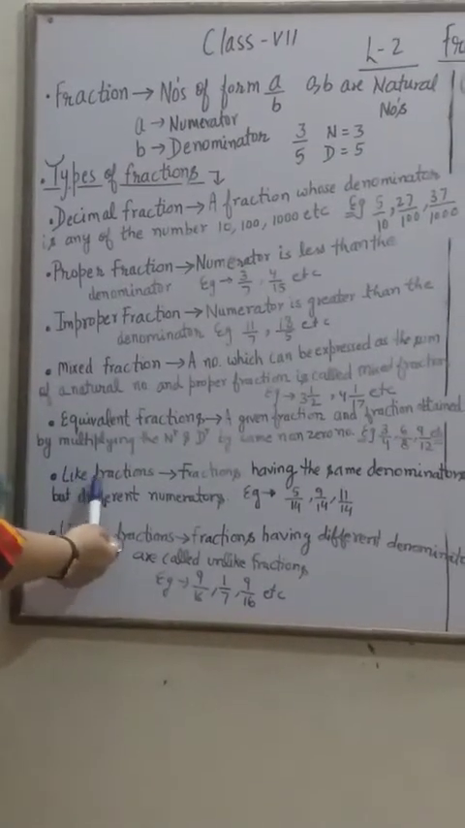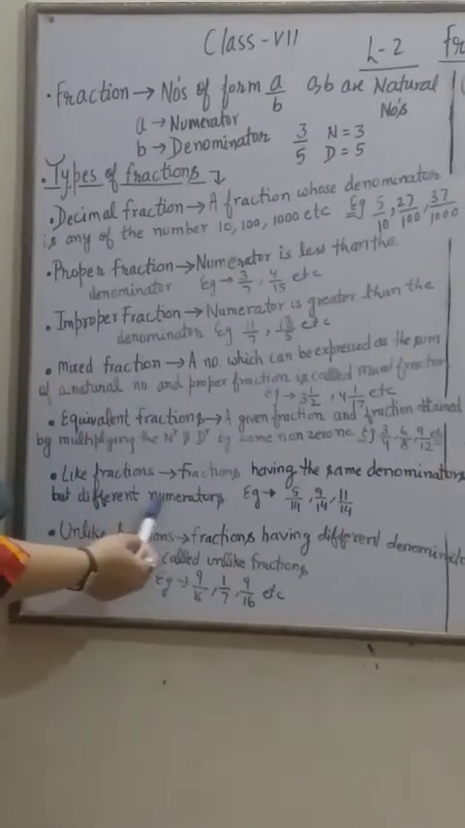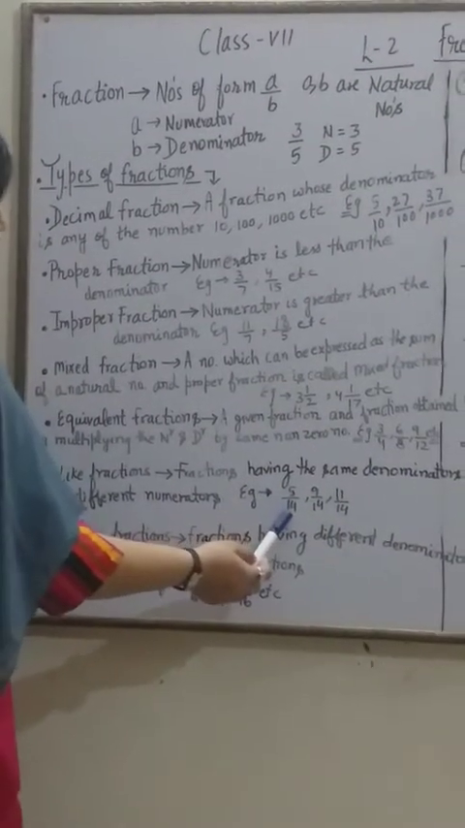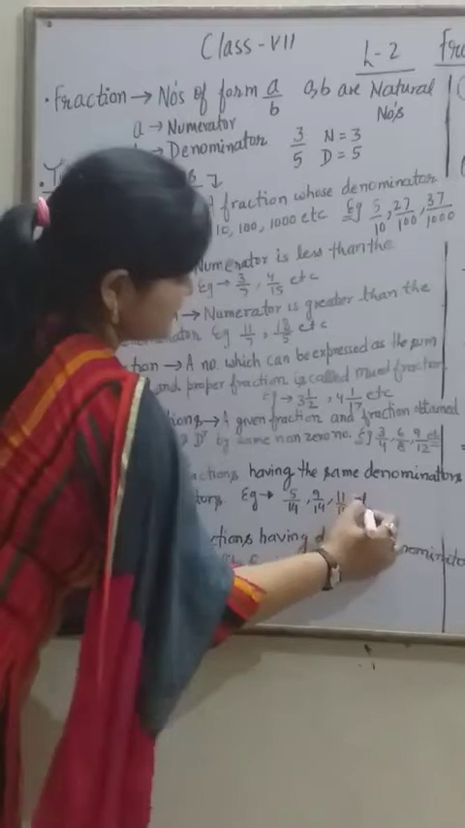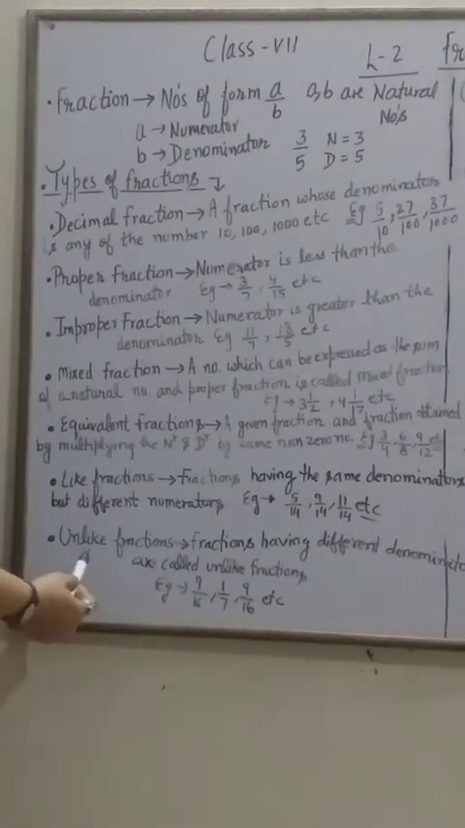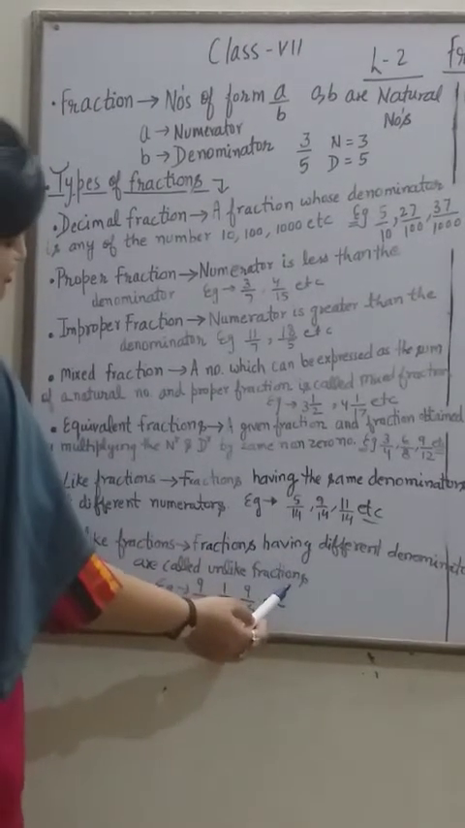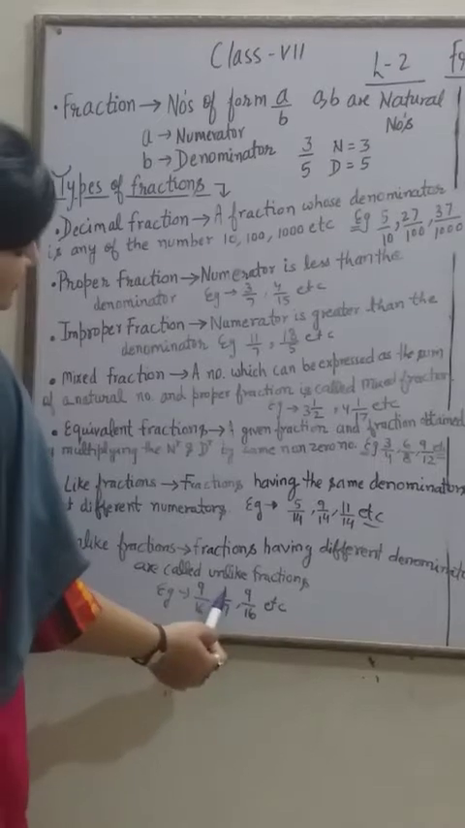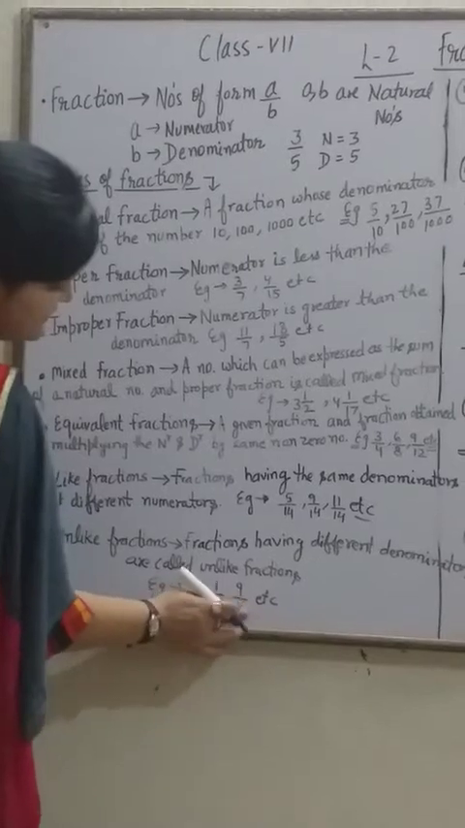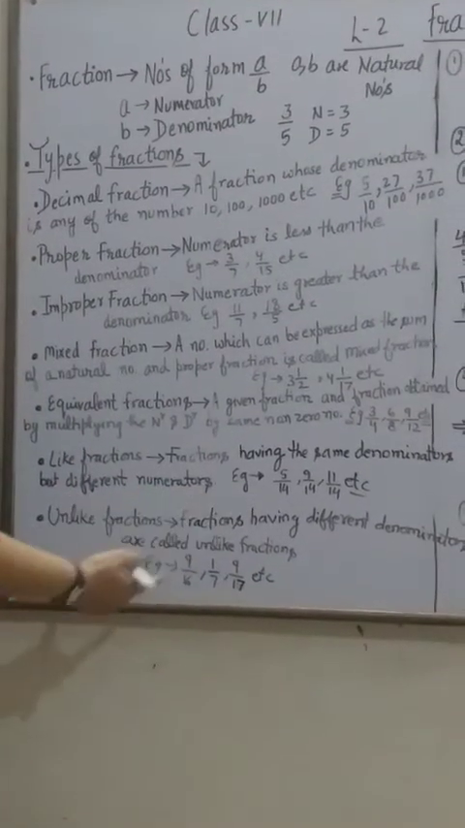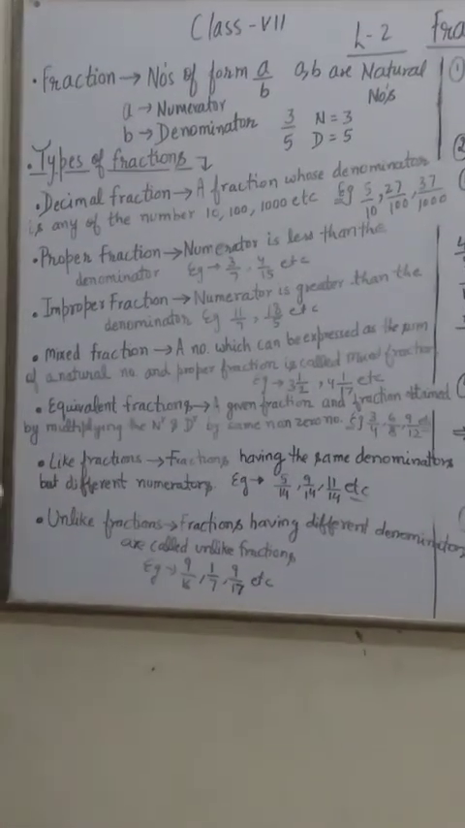Next type is like fractions: fractions having the same denominators but different numerators. Example, 5 upon 14, 9 upon 14, 11 upon 14, etc. Next type is unlike fractions: fractions having different denominators. For example, 9 upon 16, 1 upon 7, and 9 upon 17. These all have different denominators. Fractions having different denominators are called unlike fractions.